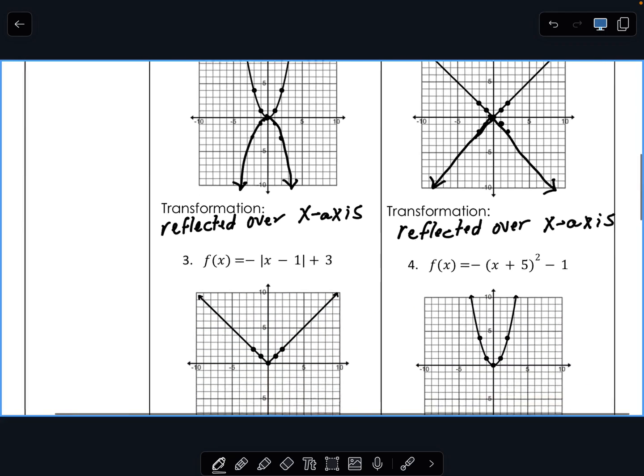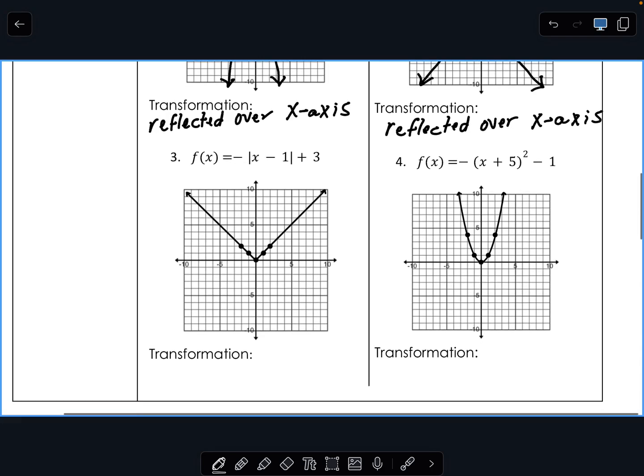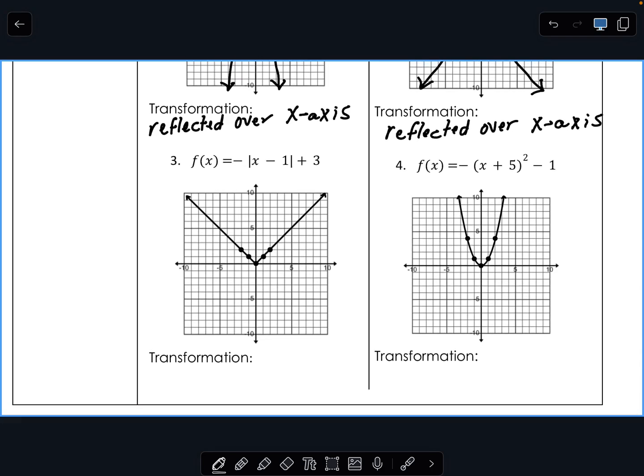Okay. Now, what are we going to be dealing with here? Well, look, we have a negative a, so we have a reflection. We have an H, okay, so we have a horizontal shift and we have a K, so we have a vertical shift. All right. So what I suggest is that you do your horizontal and vertical and then flip it.